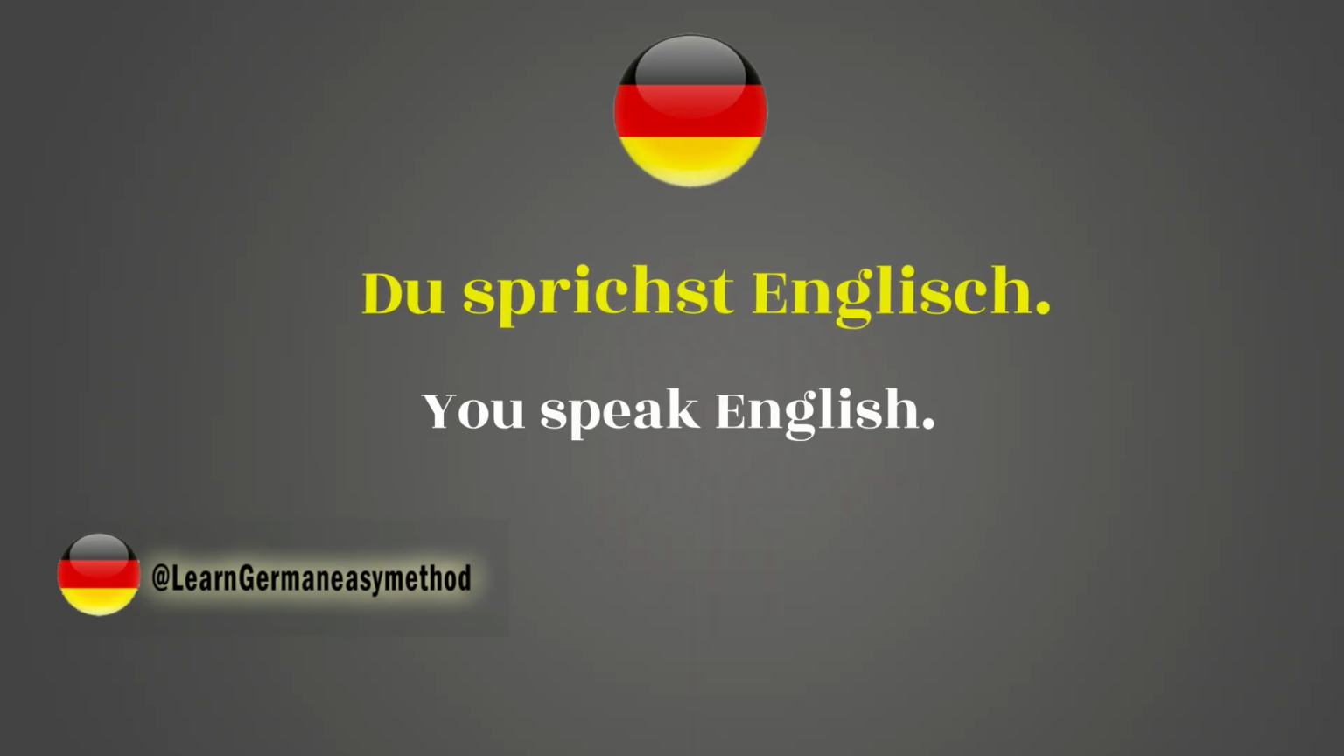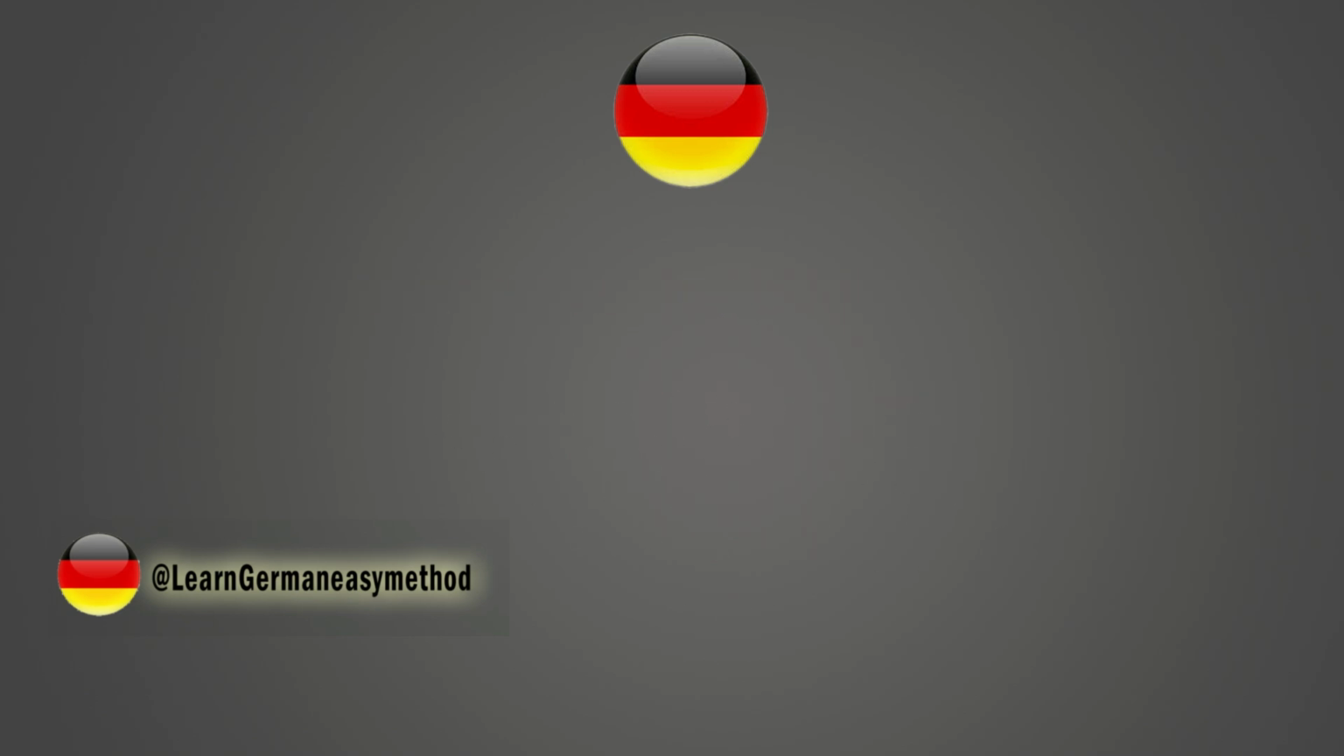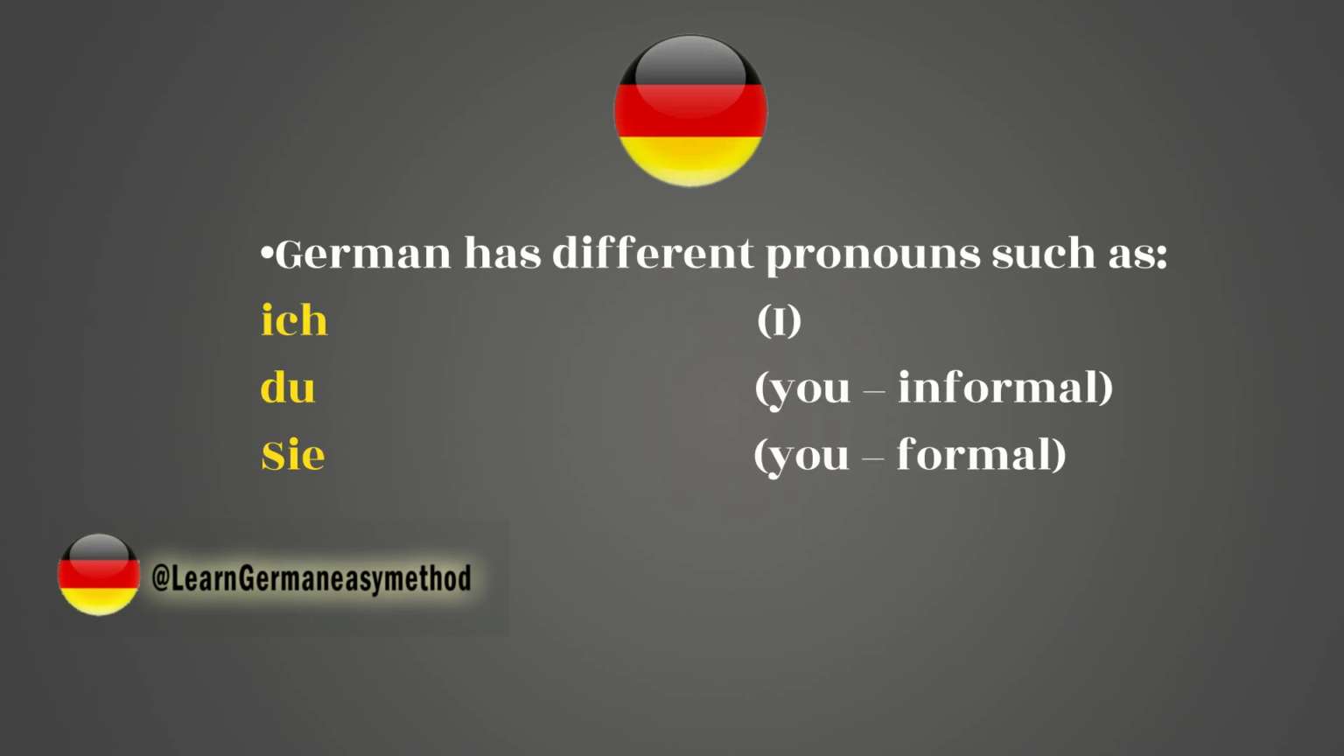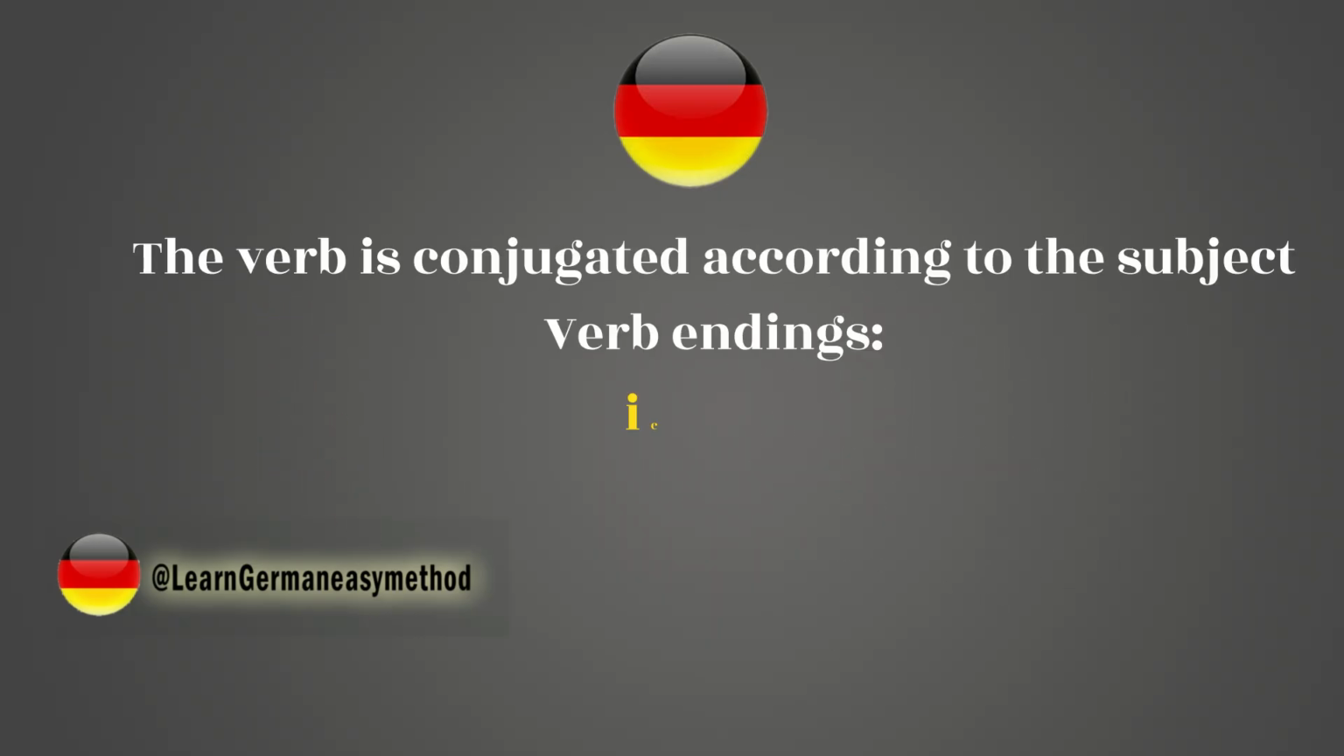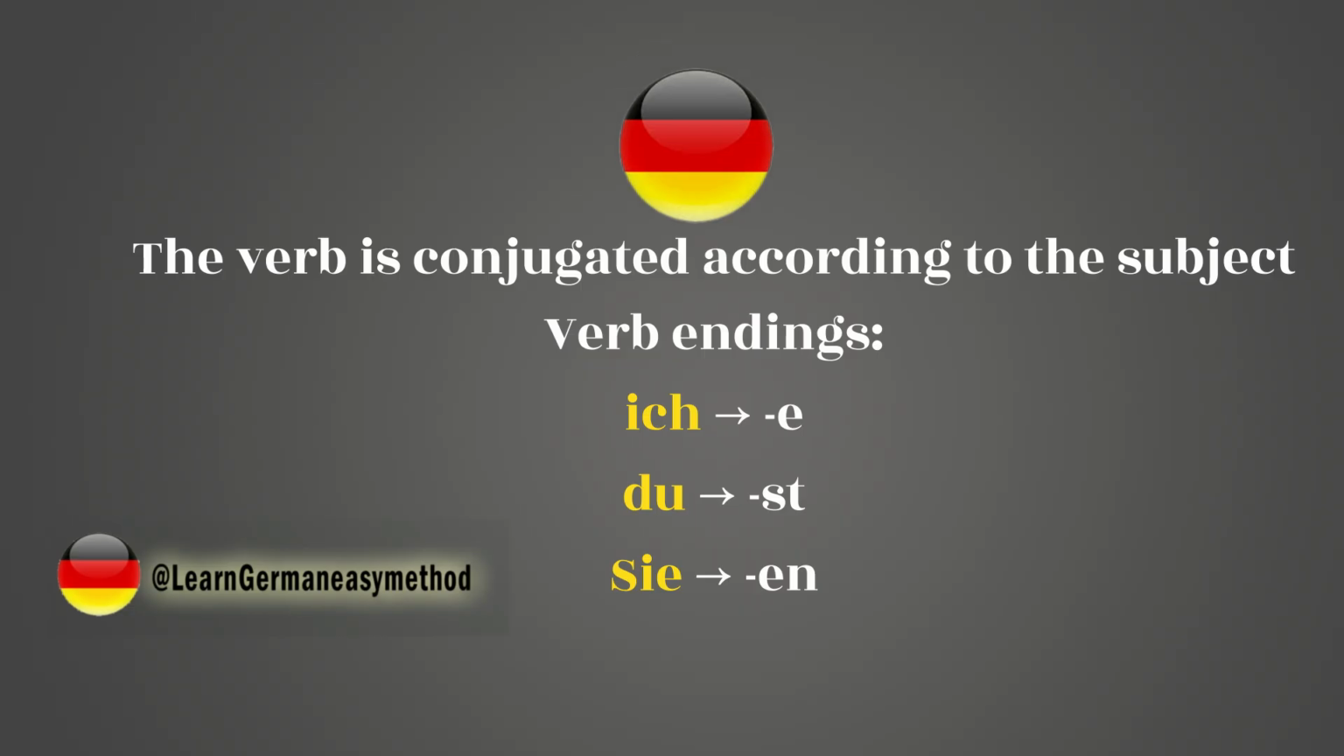Very good. Summary. Let's summarize what we learned today. German has different pronouns such as ich, I, du, you informal, and sie, you formal. The verb is conjugated according to the subject. Verb endings: ich e, du st, sie en. Some verbs are irregular and change their form.